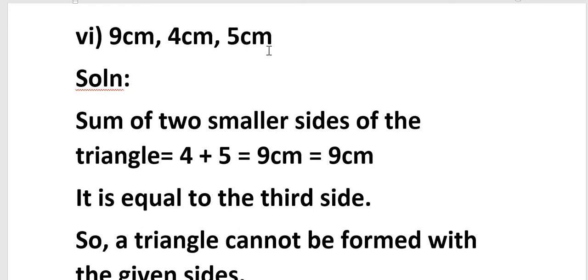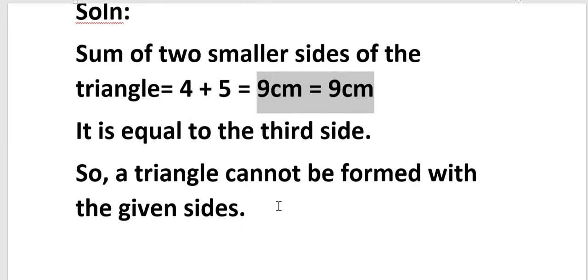9 cm, 4 cm, 5 cm. Sum of two smaller sides, if you find out, we will get 4 plus 5, 9 cm, which is equal to the third side. It is equal to the third side, which means a triangle cannot be formed with the given sides. Only if the sum is greater can we form a triangle.